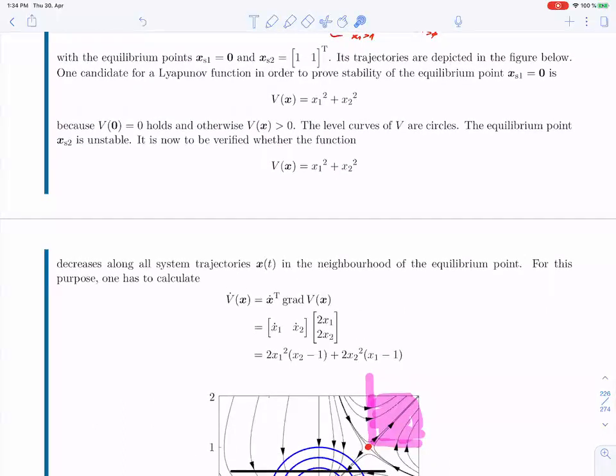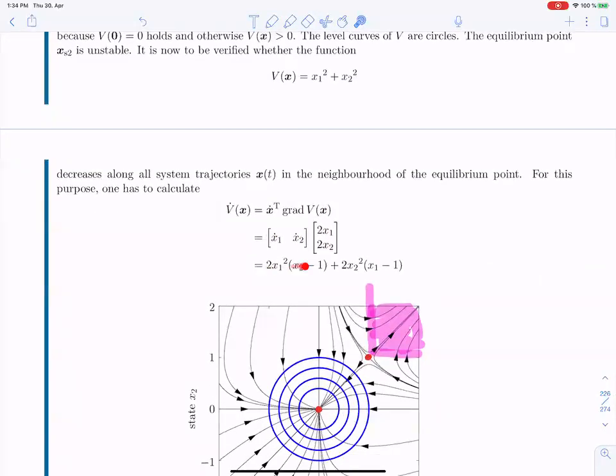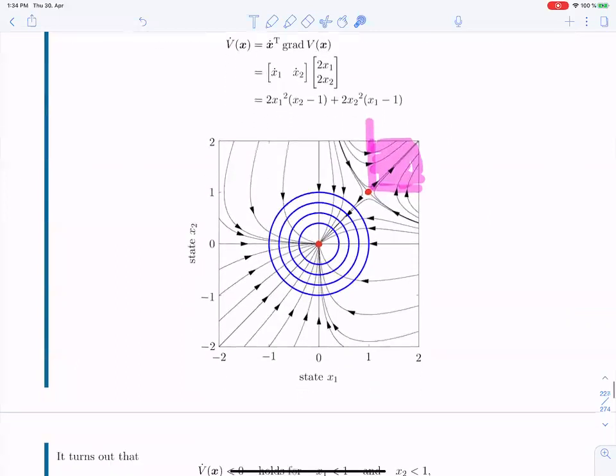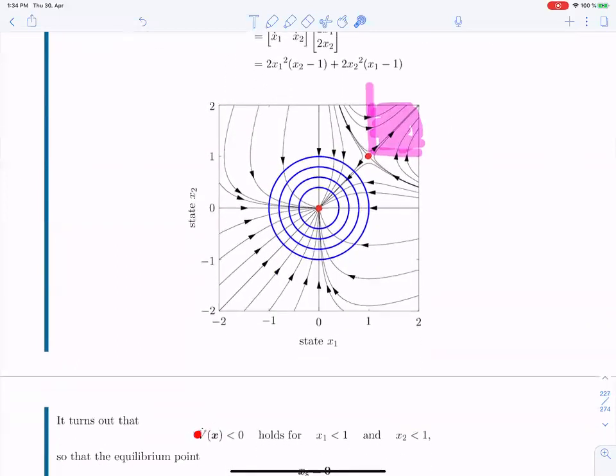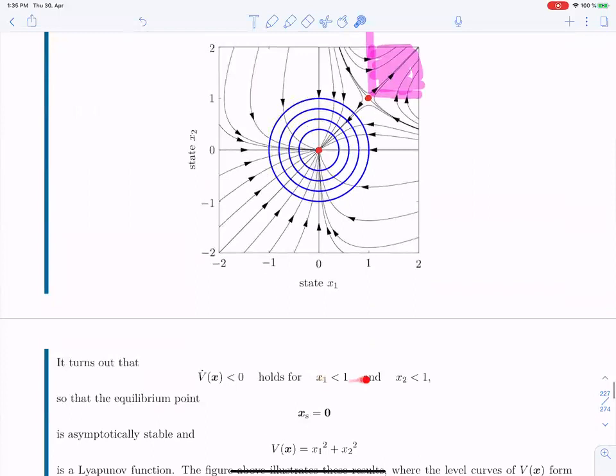So what do we have to do? We take the time derivative. So it's the gradient of V times x dot. The gradient is obviously 2 times x1 and 2 times x2. And x dot is taken from the state differential equation, which is here. So it gives us this expression here. And you can see obviously that this is less than 0 if x1 and x2 are both less than 1. If this is not the case, we have to undergo further examination, but it will be for sure if both of them are less than 1.